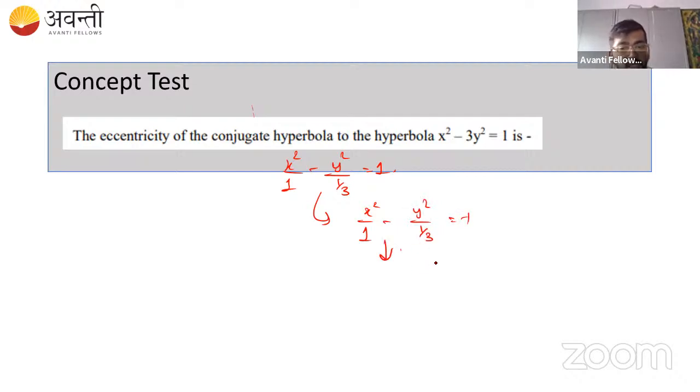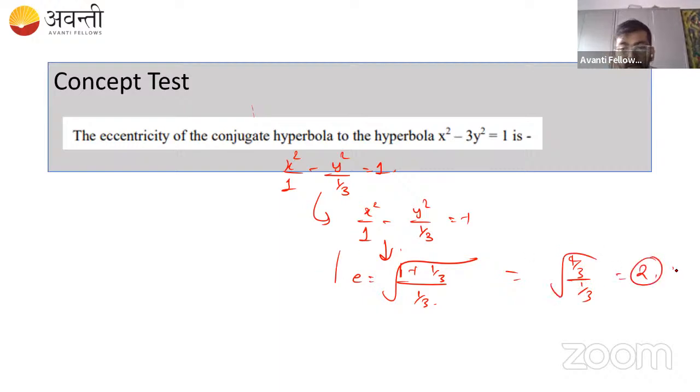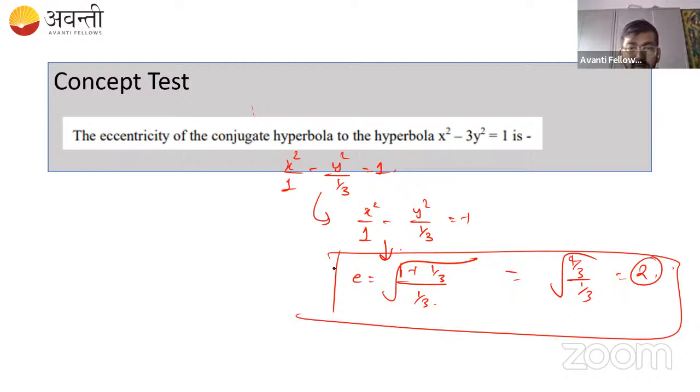So the eccentricity of this hyperbola will be e equals under root of a square plus b square upon b square. So this will come out to be 4 by 3 upon 1 by 3 under root. So this will come out to be 2. So the eccentricity of the conjugate hyperbola will be 2.